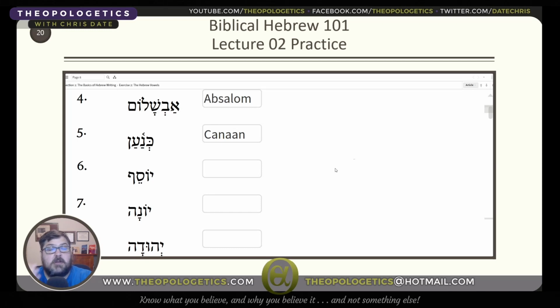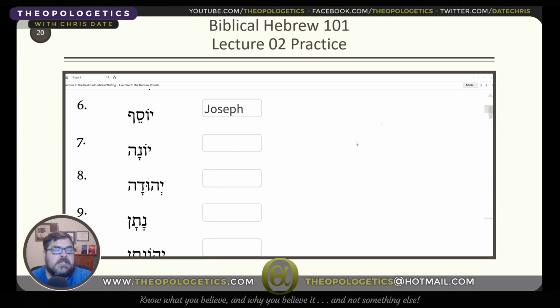Yosef. Now remember what the instructions told you. The initial yod is usually transliterated with a J rather than a Y. Not transliterated, but turned into a J when it's made an English name, like a name you would say in English. So Yosef is going to be easier to figure out if you think Joseph. You get it? Joseph. Number 7, Yonah. Again, we're dealing with a name that we're familiar with beginning with a J, because that's a yod at the beginning. And it's Yonah. So if you think of it as Jonah, you've got the answer, Jonah.